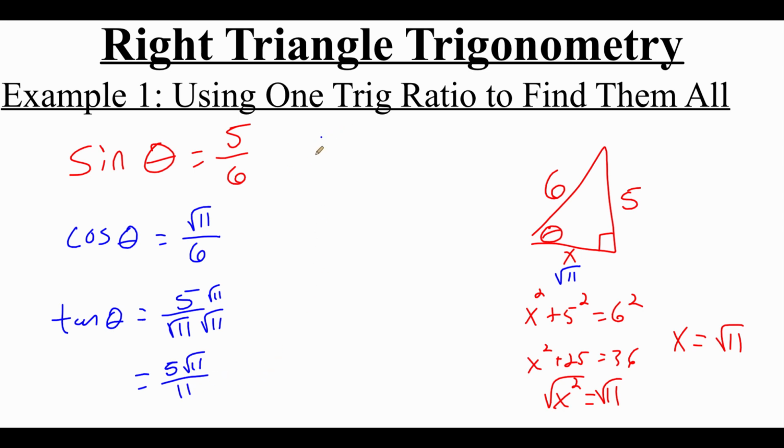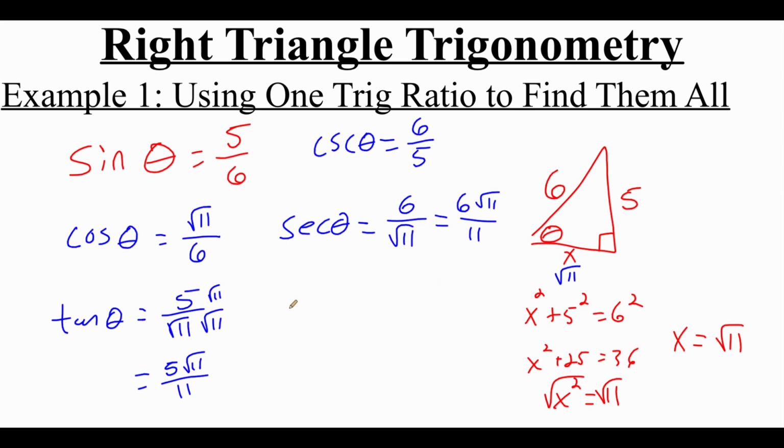Now, as far as the cosecant goes, I'm going to take that sine and do the reciprocal of it, so hypotenuse over opposite, we get 6 over 5. For the secant, we need to do the reciprocal of the cosine, so that's going to be 6 over the square root of 11. But again, we don't like to leave radicals on the bottom, so if we rationalize this, we should get 6 root 11 over 11. And then for our cotangent, we're going to do the reciprocal of the tangent, so the adjacent side over the opposite side, so we get root 11 over 5.